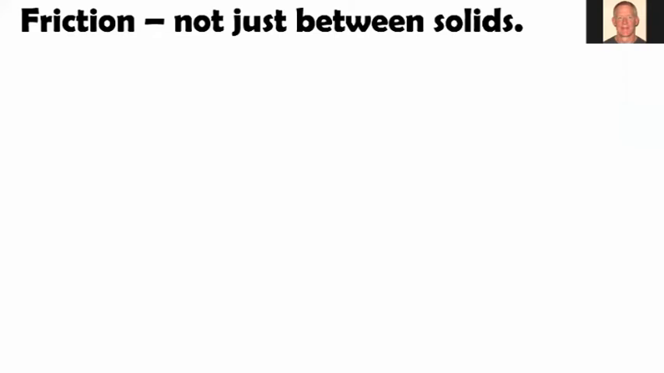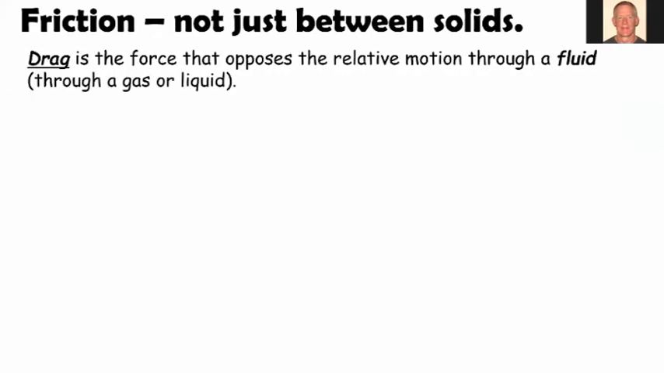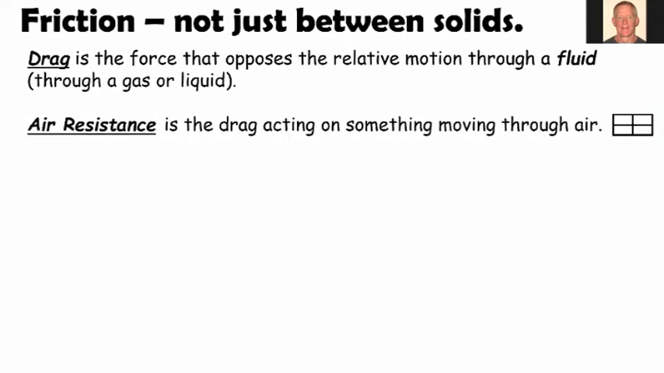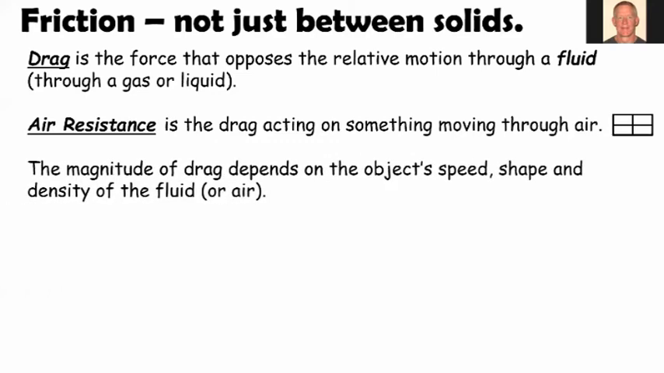All right, so friction can be more than just between two solids, right? We have something called drag, and that is the frictional force through a fluid, and the fluid can be either a gas or a liquid. Air resistance is the drag on an object when it moves through the air in our atmosphere. And the magnitude of it depends on a lot of things. It's very complex to determine what the air resistance of an object would be, but it depends on the object's speed, right? If it's not moving, if it's at rest, it has no air resistance.